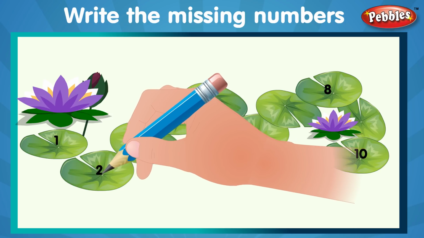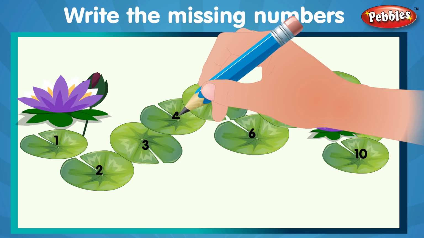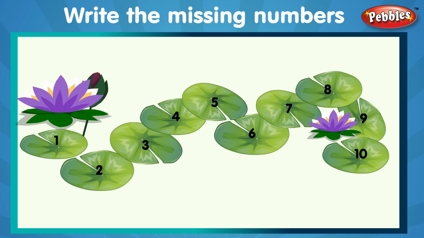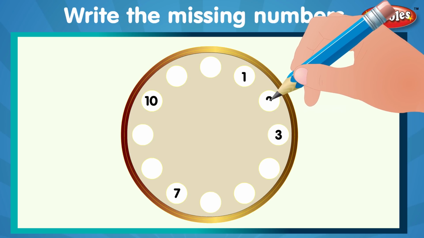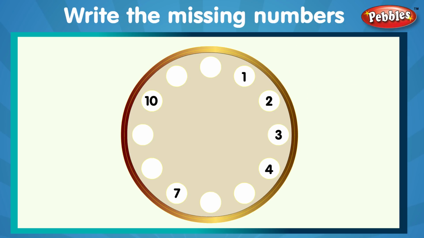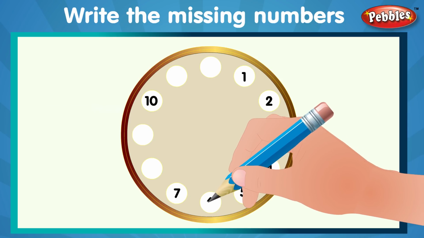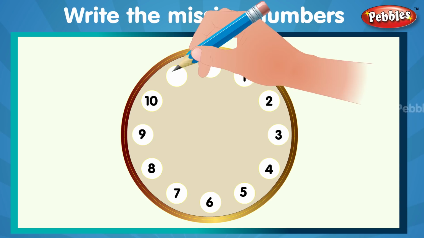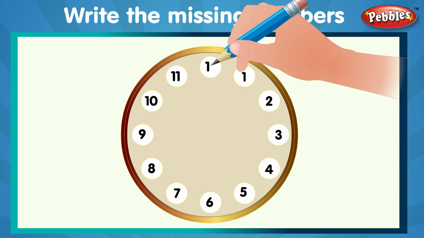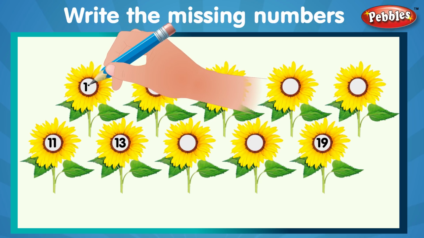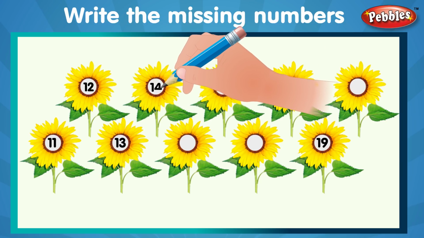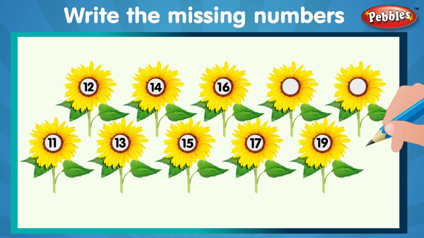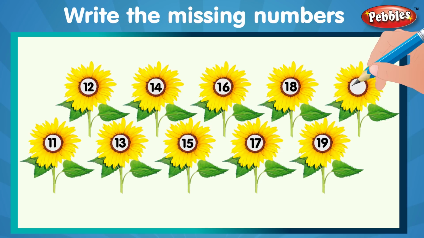Write the missing numbers. 2, 3, 4, 5, 7, 9, 2, 4, 5, 6, 8, 9, 11, 12, 12, 14, 15, 16, 17, 18, 20.